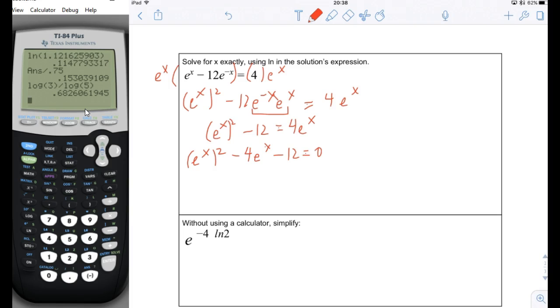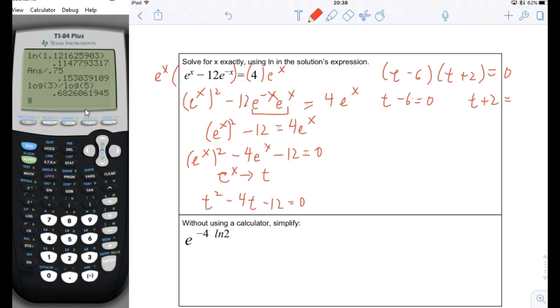Then I'm going to substitute t for my e to the x's, and then I'll end up with t squared minus 4t minus 12 equals 0. Then I factor it. It's going to be t minus 6, t plus 2. So there's two solutions that make this 0. One is t minus 6 equals 0. The other is t plus 2 equals 0.